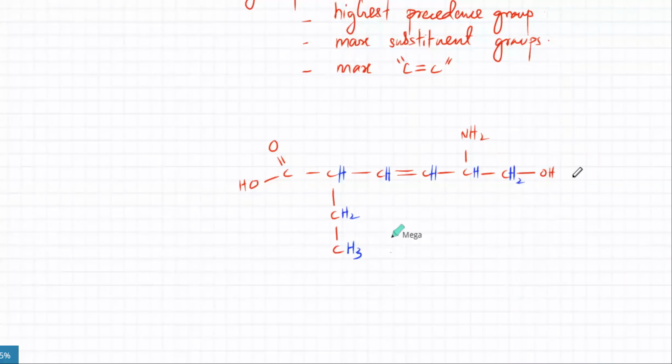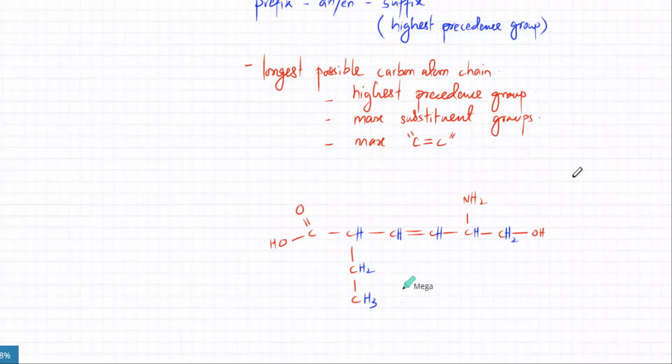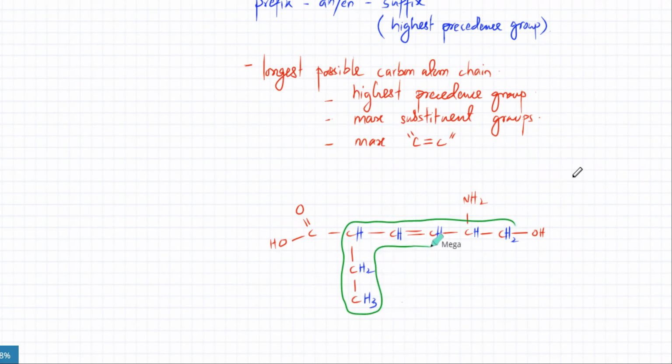First thing, I'm trying to figure out which one is the main chain. It should be the longest possible carbon atom chain that meets the criteria. It should not necessarily be a straight chain. It could be a zigzag or a bent chain, but it has to be a continuous chain. So that's your longest possible carbon atom chain in this molecule: 1, 2, 3, 4, 5, 6, and 7 carbon atoms.